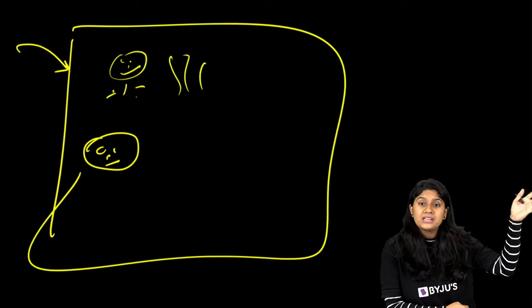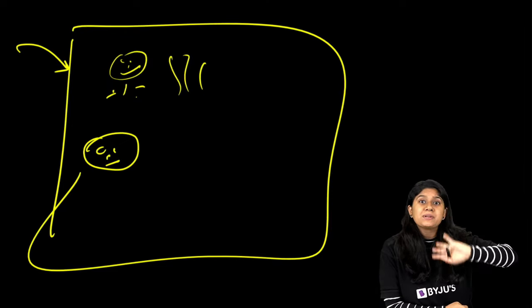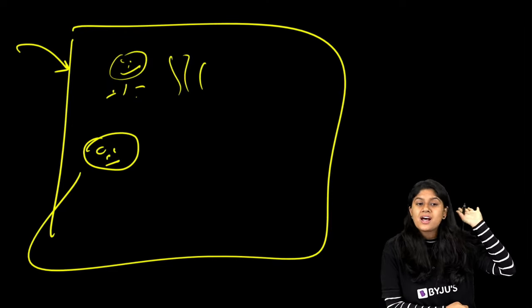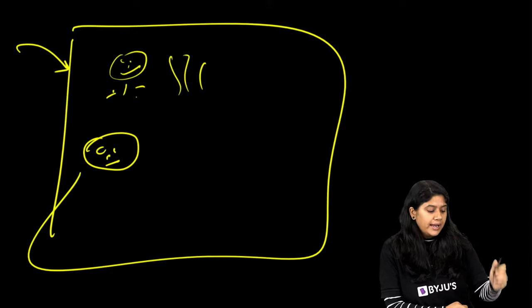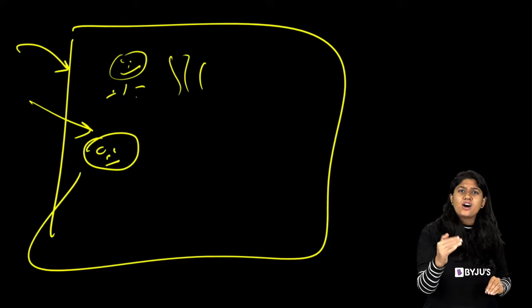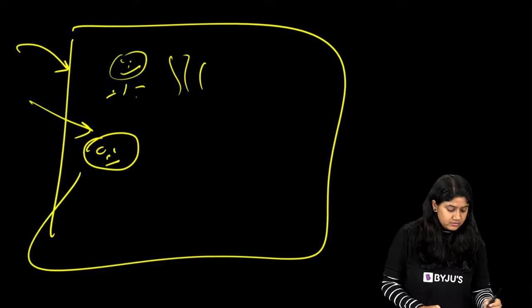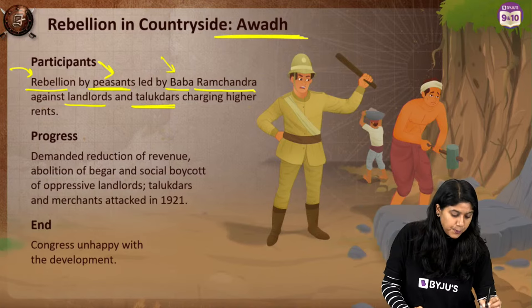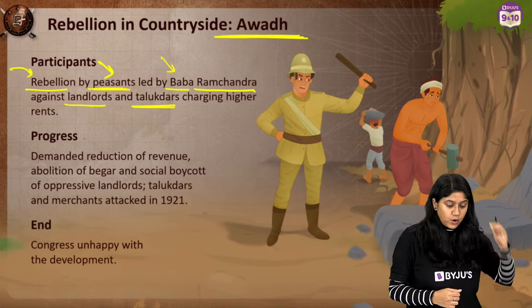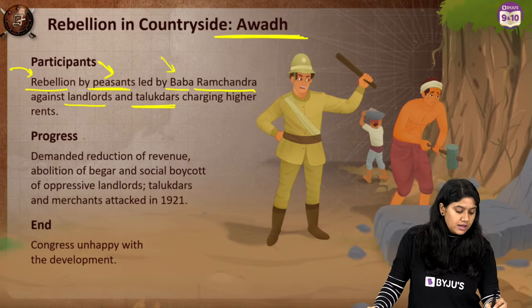They don't have an issue with the Britishers. Britishers are not in the picture for them because Britishers are controlling at a big level. And at this level, these farmers are struggling with the landlords and talukdars. So what did they do? They actually supported Baba Ramchandra, and of course we have a separate movement going on. What was the progress?